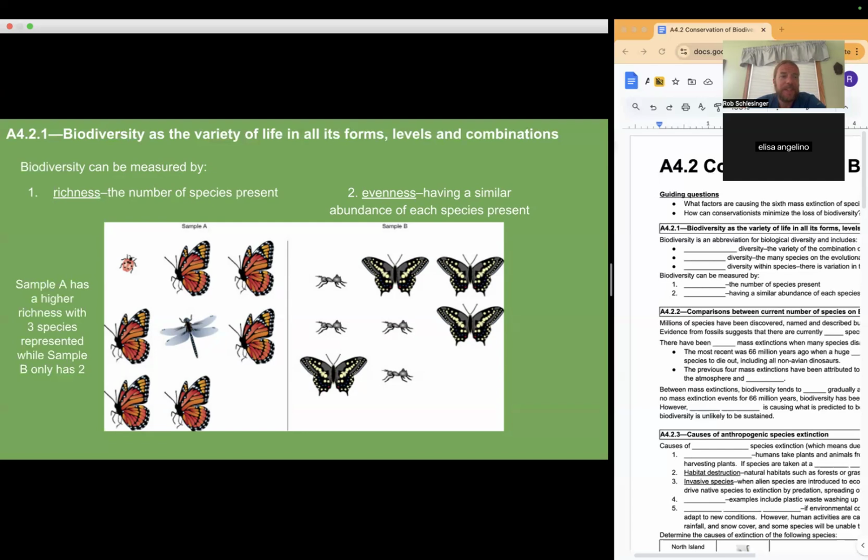All right. So just to conclude there, Elisa, sample A has a higher richness, right? They've got three species. But we like sample B better because there's more evenness. There's fewer species, but there's more of each. There's also a math equation that you can use to track this. It's called the Simpson's Diversity Index, and we're going to get into that a little bit later. That's the only math in ecology, I think. It's a pretty easy diversity index.